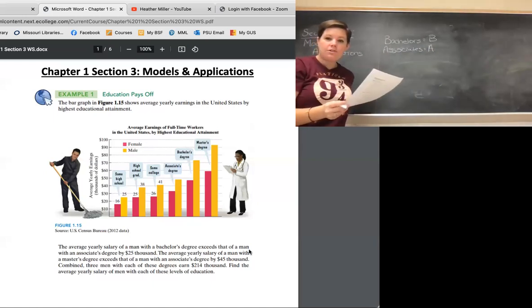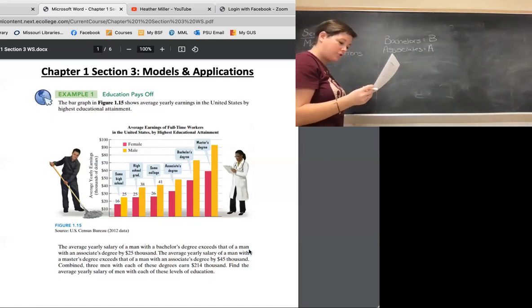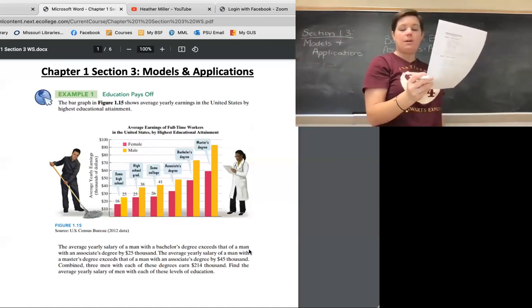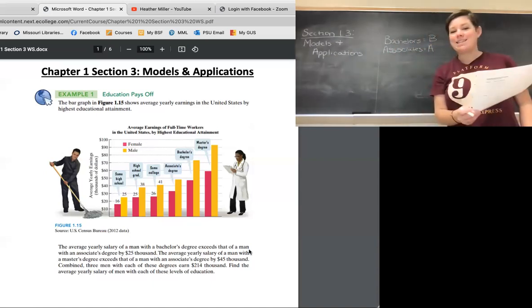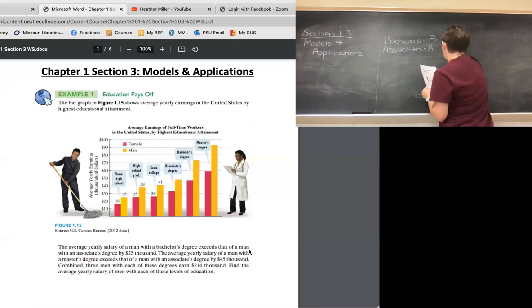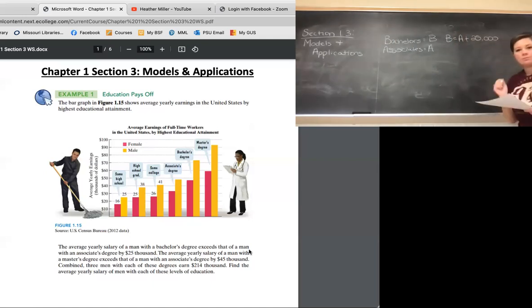From the very first sentence, it says that the average yearly salary of a man with a bachelor's degree exceeds that of a man with an associate's degree by $25,000. Exceeds means it's more than, right? So we have a man with a bachelor's degree, and that's the same as a man with an associate's degree plus $25,000. So just from that first sentence, I was able to write an equation.